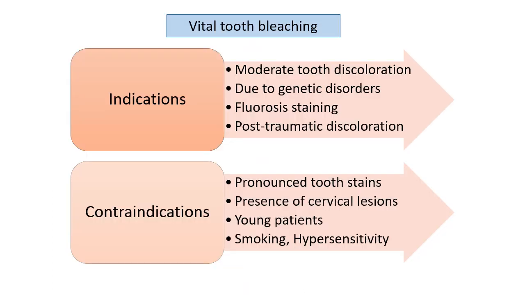The vital tooth bleaching. The indications of vital tooth bleaching are moderate tooth discoloration, which can be caused due to genetic disorders, fluorosis staining, post-traumatic discoloration. Contraindications include pronounced tooth stains, presence of cervical lesion, young patients, smoking or hypersensitivity.